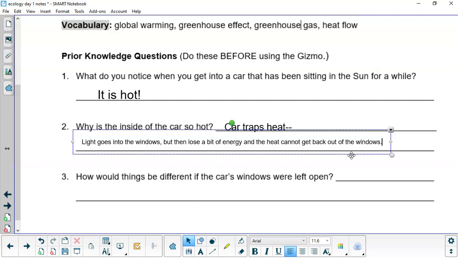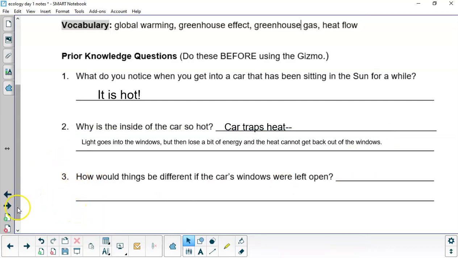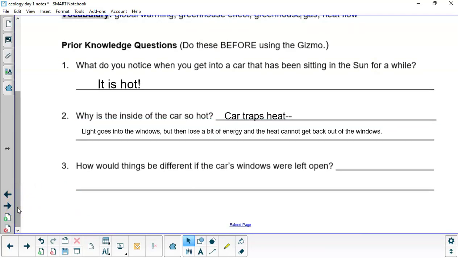Okay, so number 3, I'm going to leave that one for you. How would things be different if the car windows were left open? Okay, so what difference would the car windows make? So you can go ahead and pause the video, get this worksheet out of Schoology if you need to. Answer these first 3 questions, and then come on back to the video.